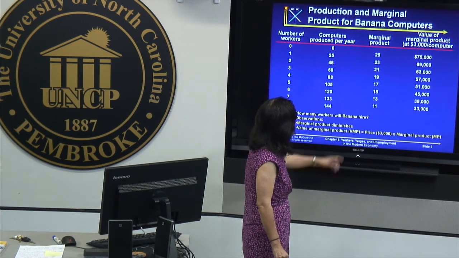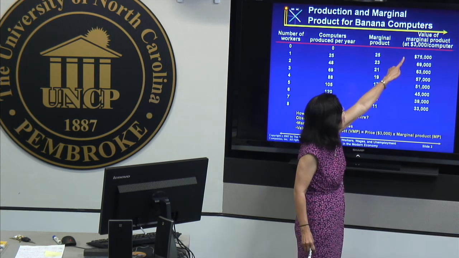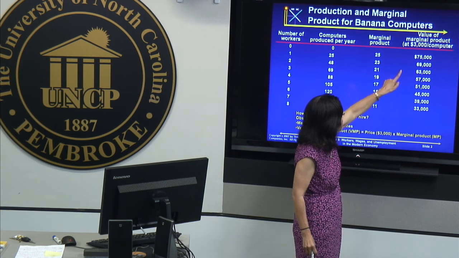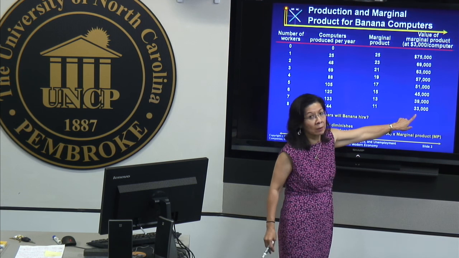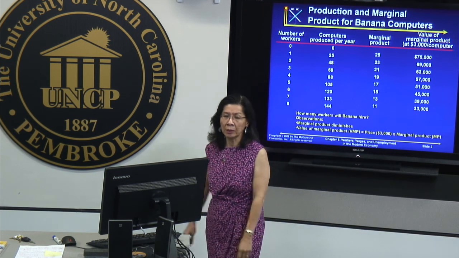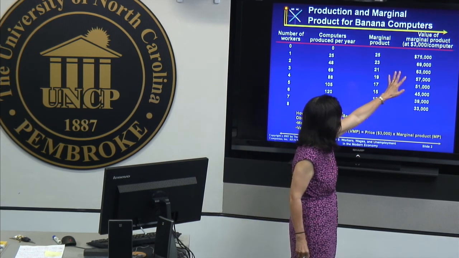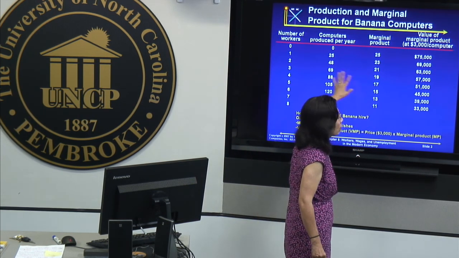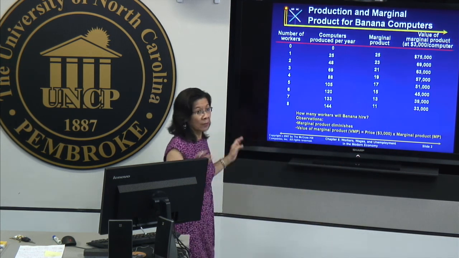So take 3,000 times 25, you get 75,000. Take 3,000 times 23, you get 69,000, and so on and so forth. So for the last one, take 3,000 times 11, you get 33,000, 33K. So you derive that last column by taking 3,000 multiplied by each number at each level of workers you hire. And so far, so good.